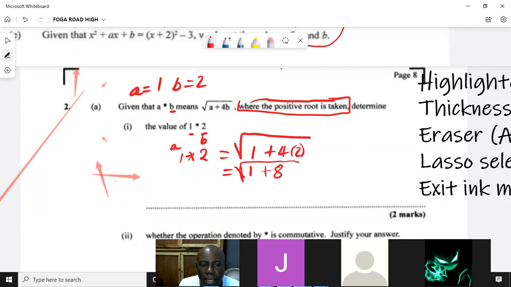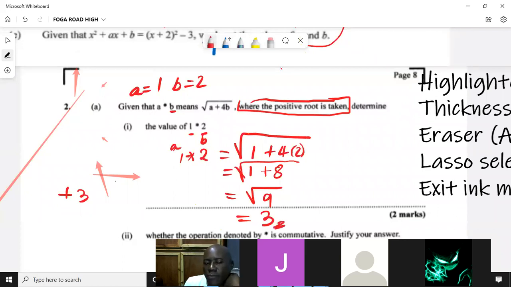You know what we're getting? We're getting the square root of 9. And they did say take the positive value, which is just 3, because the square root of any number is two values. It's always a plus and a minus. But they did say where the positive root is taken. That means we're not worrying about the negative one right now. So the answer is just positive 3, as you see right here.